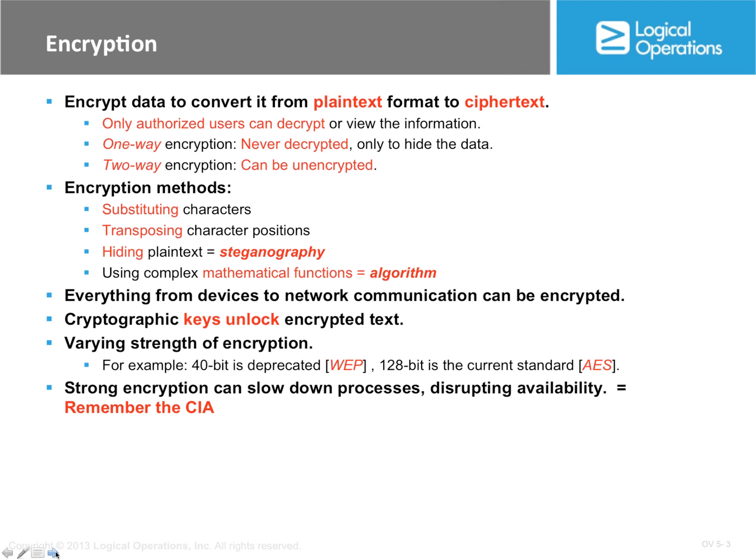Versus what we call steganography, right? So steganography is the practice of hiding in plain sight, if you will. Take a picture, you hide some data inside that picture, and that is the practice of steganography. Versus using complex mathematical functions, that is what we'd refer to as an algorithm, right? So we're going to use some sort of encryption algorithm to hide or obscure the plain text of data.